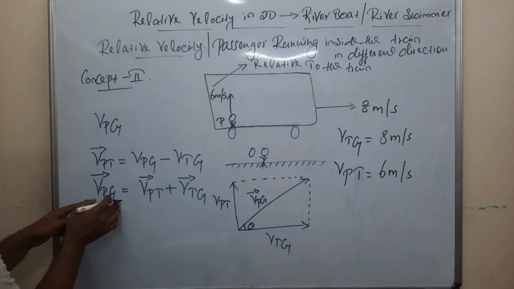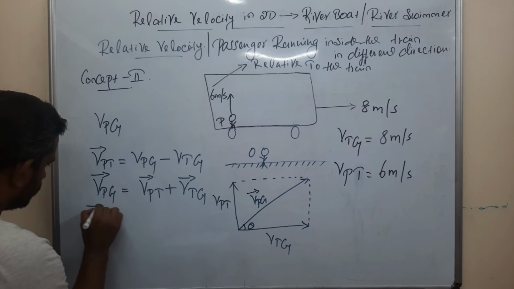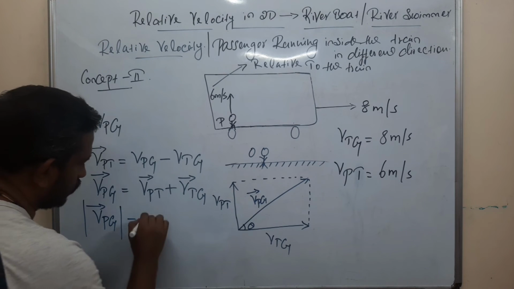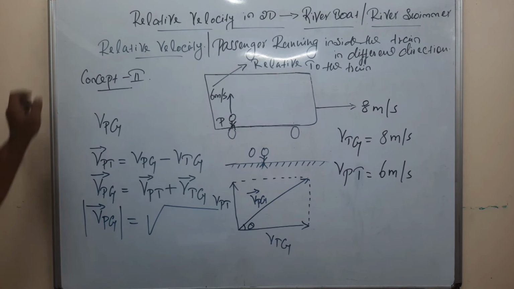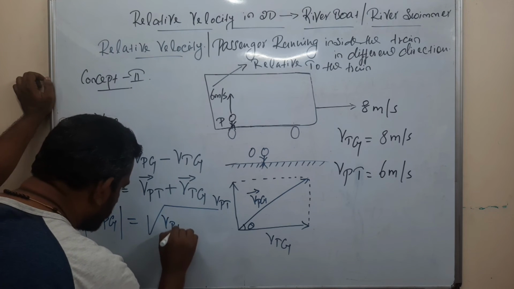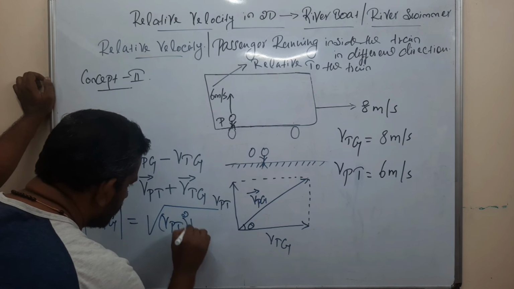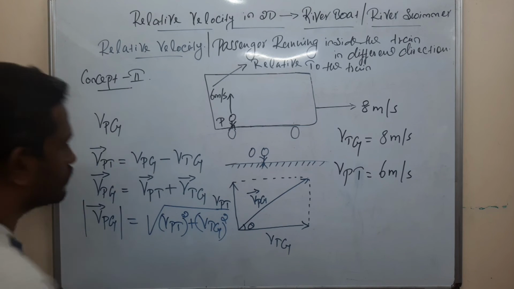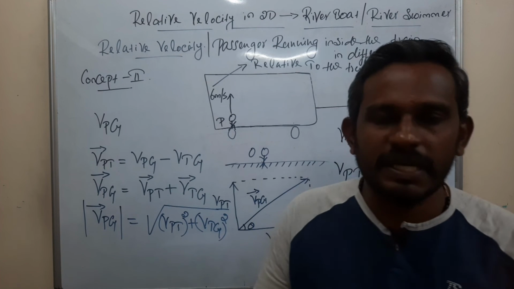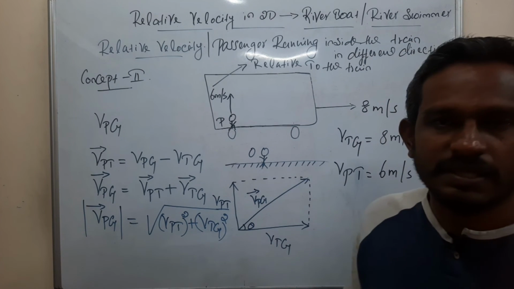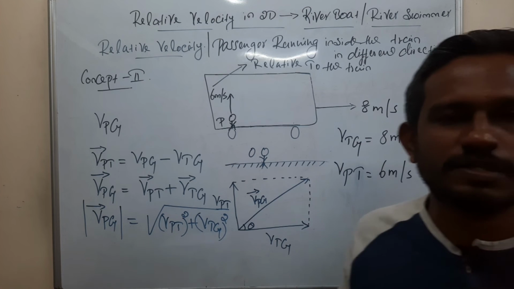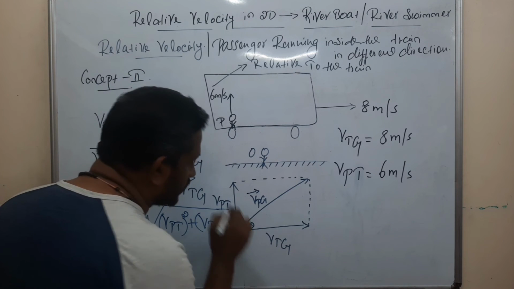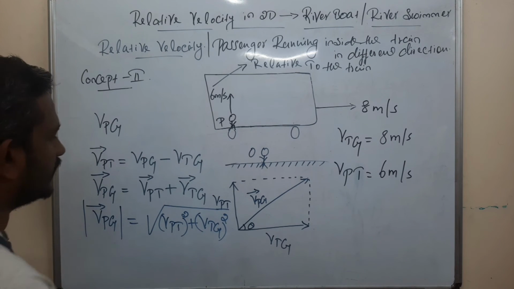This is a vector addition. So what is the magnitude of this vector? The modulus of Vpg is equal to the square root of Vpt square plus Vtg square. For vectors A and B inclined at an angle theta, the resultant is the square root of A square plus B square plus 2AB cos theta. Here, the angle between these two vectors is 90 degrees, so cos 90 becomes 0 and that term becomes 0.